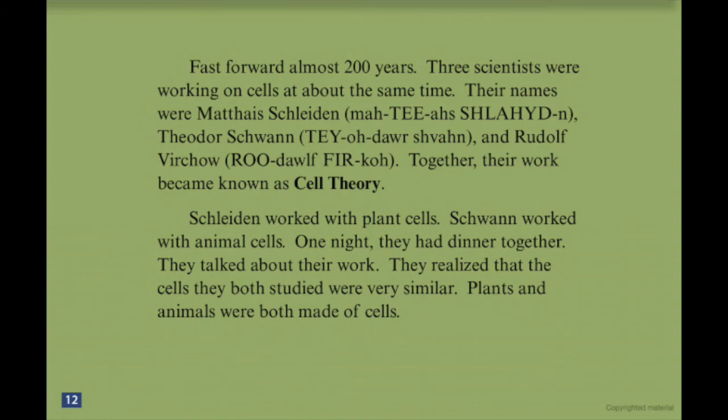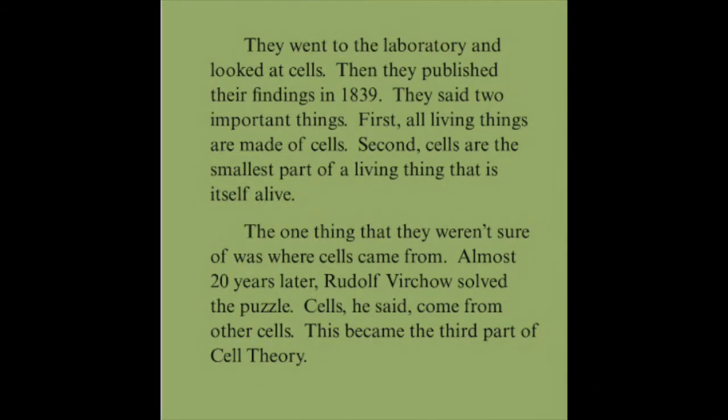Schleiden worked with plant cells. Schwann worked with animal cells. One night, they had dinner together. They talked about their work. They realized that the cells they both studied were very similar. Plants and animals were both made of cells. They went to the laboratory and looked at cells. Then they published their findings in 1839.